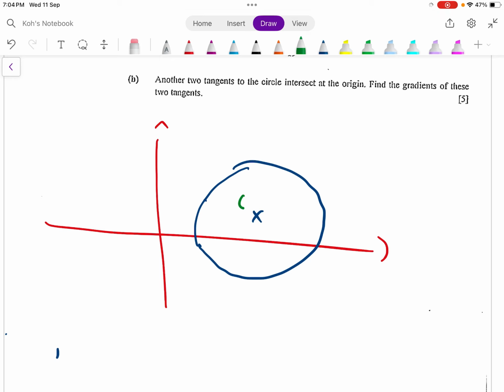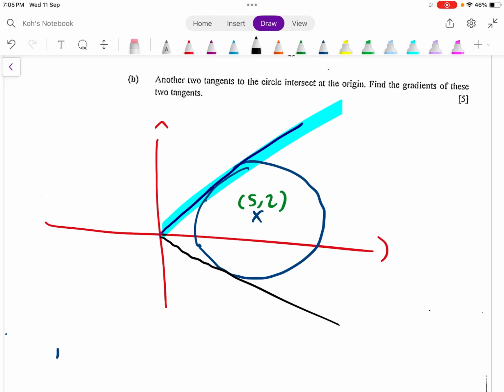So for example, the center of the circle is (5, 2). And then they say that there are two tangents. So let's just say it passes through the origin. Let's say this is the first one. Then the second one is right here. So you can see that the second one is actually a negative gradient.